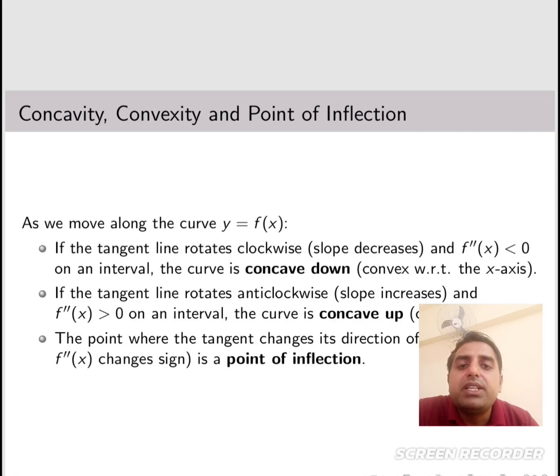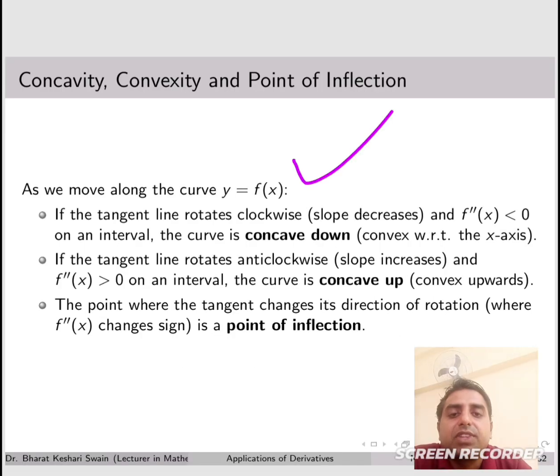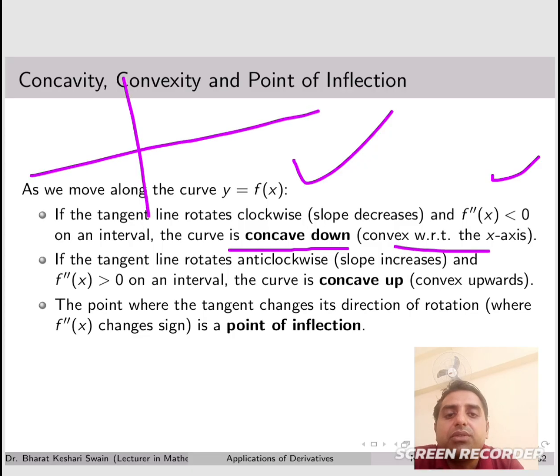Then come to concavity and convexity and point of inflection. As we move along the curve y equal to f x, if the tangent line rotates clockwise, the slope decreases and f double dash x is less than 0 on an interval. So the curve is concave down. That means convex with respect to the x axis. This type of concave down looks like this.